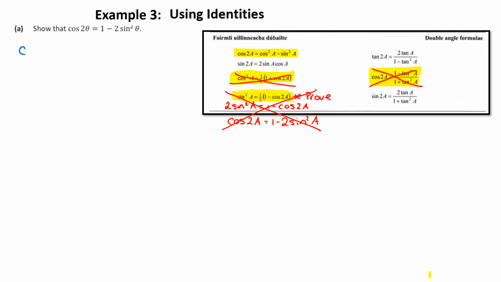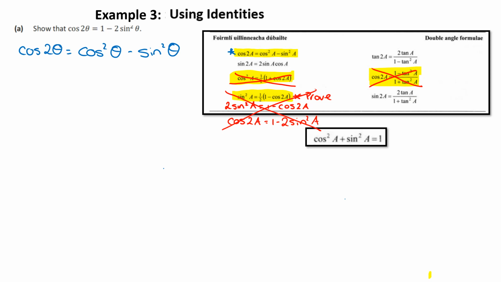So we have the cos of 2 theta is going to be equal to, based off this formula here, cos squared theta minus sine squared theta. Okay, so I definitely don't want a cos squared theta, so I need something that might get rid of that. And we have a really useful little formula from page 13, and that is that cos squared A plus sine squared A equals 1. This can also be rearranged in whatever way we want. So in this case, cos squared A can be written as 1 minus sine squared A.